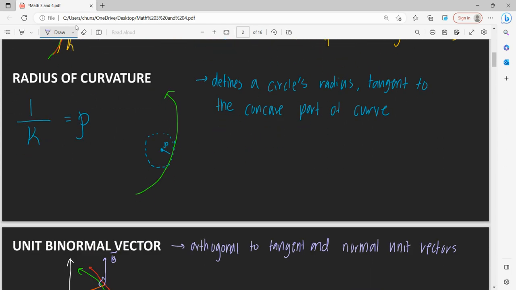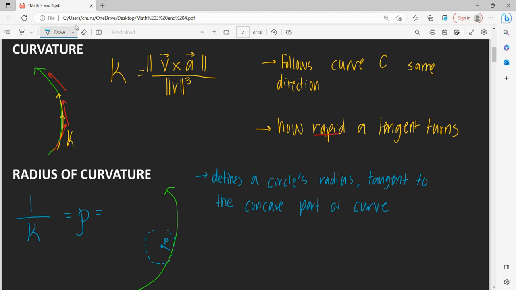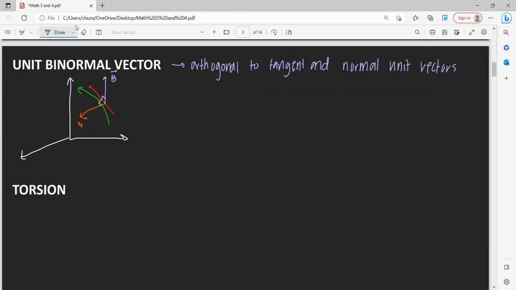Oh, sorry, I missed a little note up here. I just wanted to elaborate on our previous question for radius of curvature. If we flipped the equation we were given for k, that would be speed cubed over the magnitude of v cross a. Sorry, forgot to throw that in there.